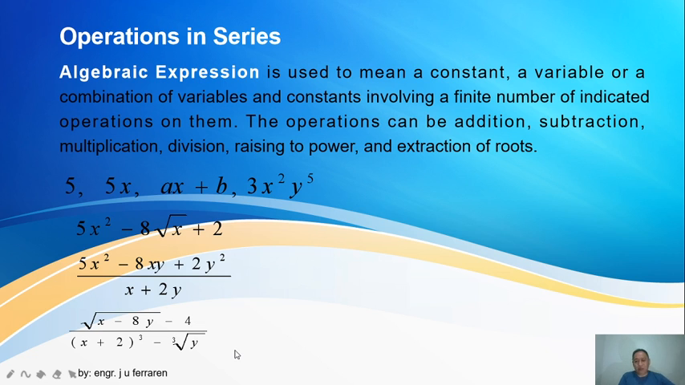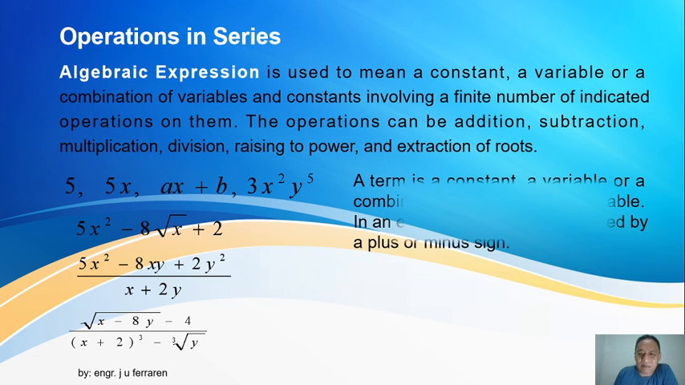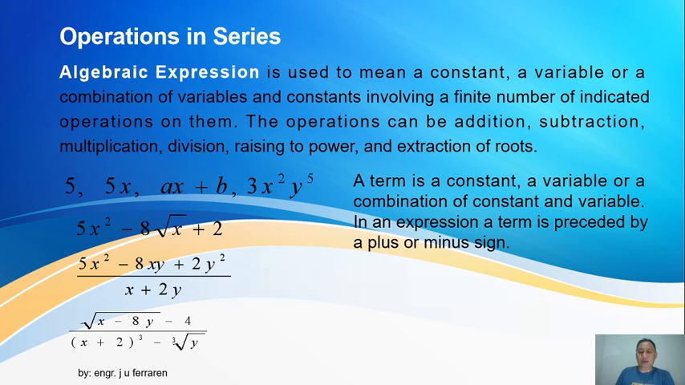So if again we have to define the word term, what is a term? A term is a constant, a variable, or a combination of constant and variable. In an expression, a term can easily be identified because it is preceded with a plus or minus sign. So this is two terms, separated with a plus sign. You can tell that there's a term to follow if there is a positive or negative sign that precedes the term.